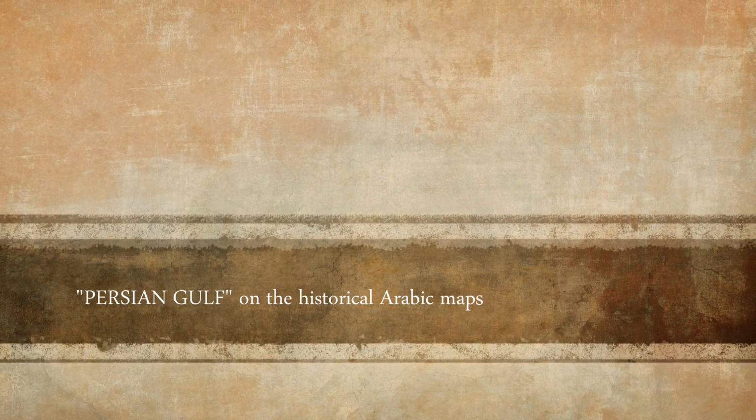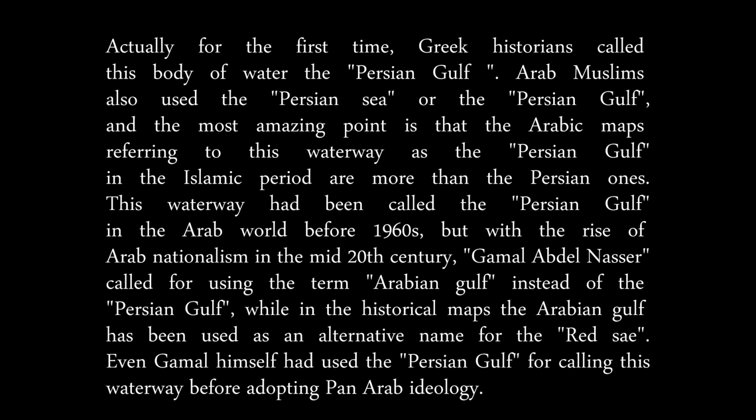Persian Gulf on the historical Arabic maps. Actually, for the first time, Greek historians called this body of water the Persian Gulf. Arab Muslims also used the Persian Sea or the Persian Gulf, and the most amazing point is that the Arabic maps referring to this waterway as the Persian Gulf in the Islamic period are more than the Persian ones.